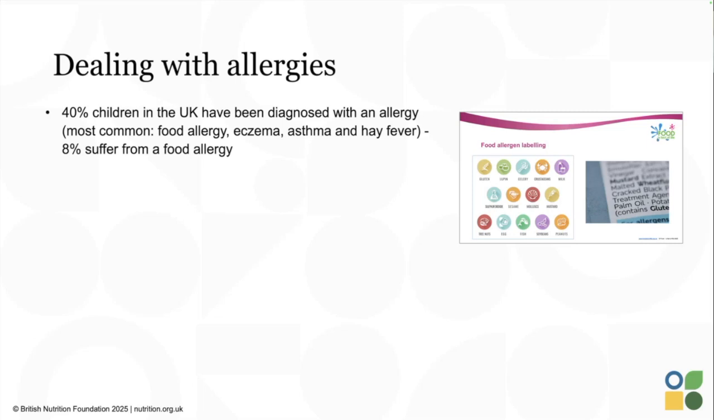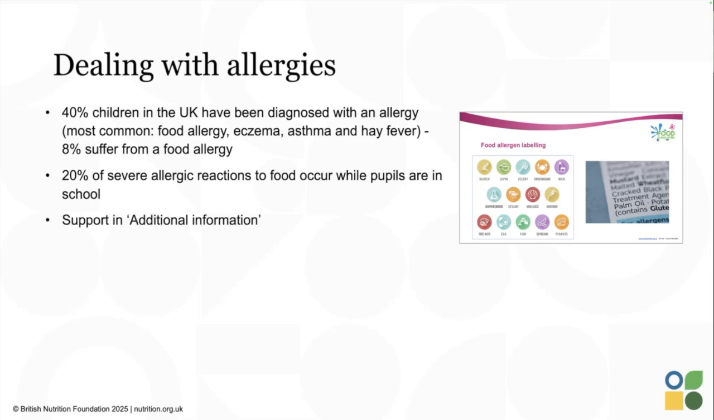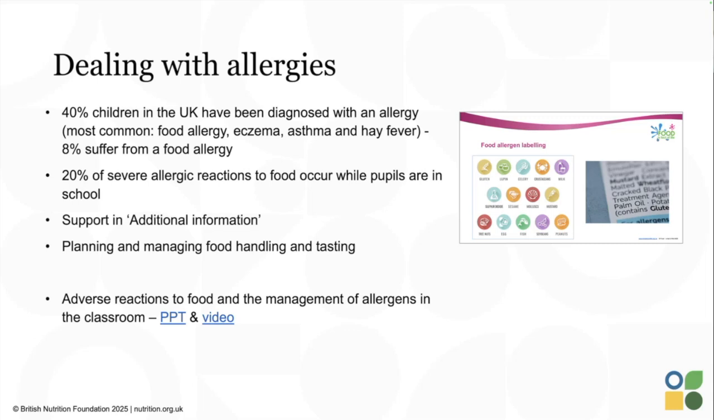So a little bit more about allergies. You working in primary schools will know, I'm sure, about allergies and intolerances, but we particularly have to be careful about those that are linked to food. And I think quite shockingly, 20% of severe allergenic reactions to food occur whilst pupils are in school. So it really is something that as teachers you need to be aware of. I've mentioned there's support in the additional information, so do have a look at that. And then think about how you're going to plan and manage food handling and tasting, and do read the guidance that we've put together for you around that to make sure that it is safe for all pupils in your class.